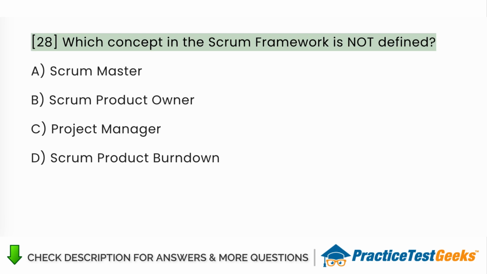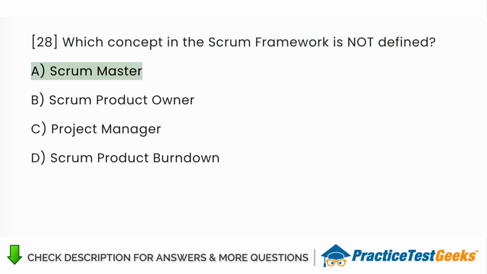Which concept in the Scrum framework is not defined? A. Scrum Master. B. Scrum Product Owner. C. Project Manager. D. Scrum Product Burndown.